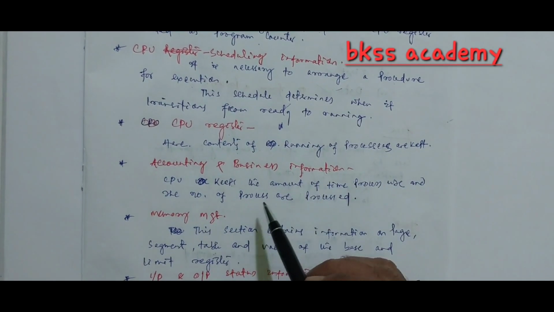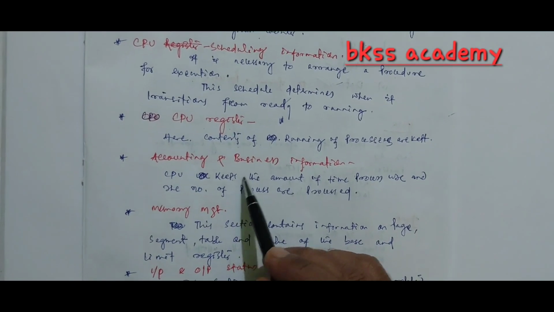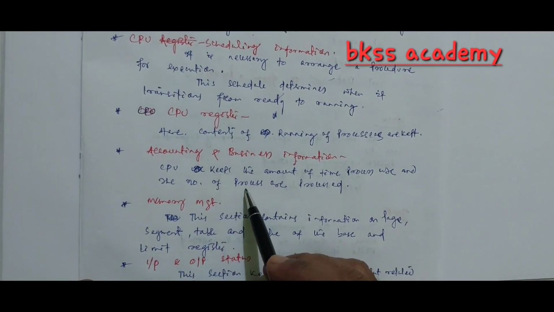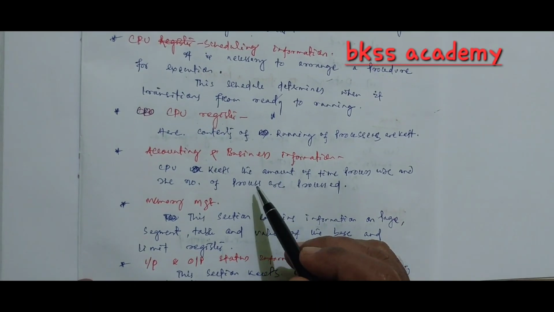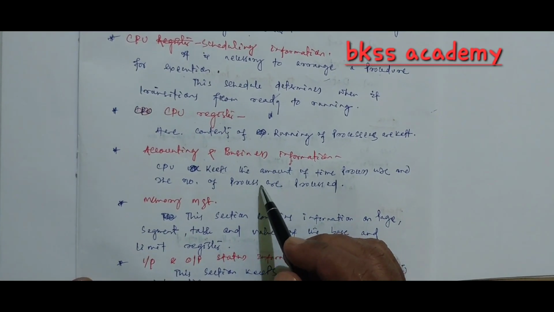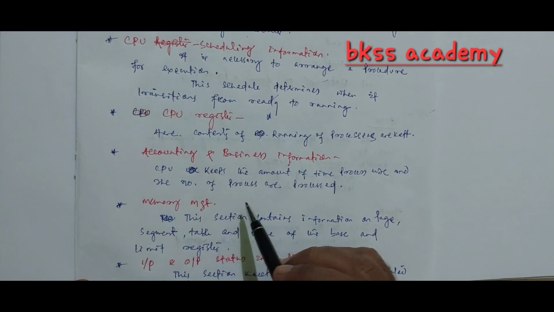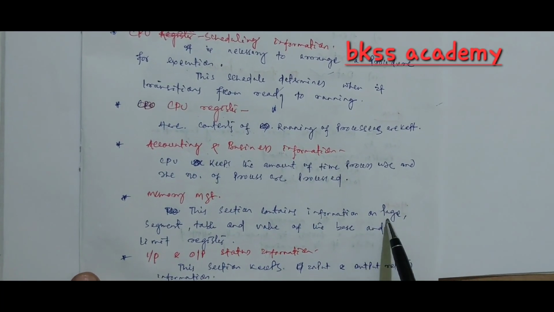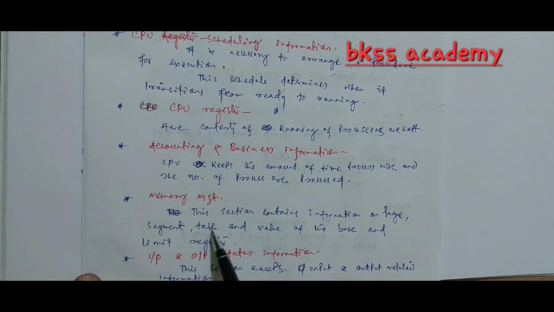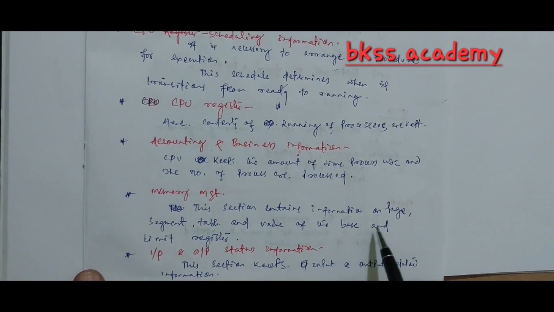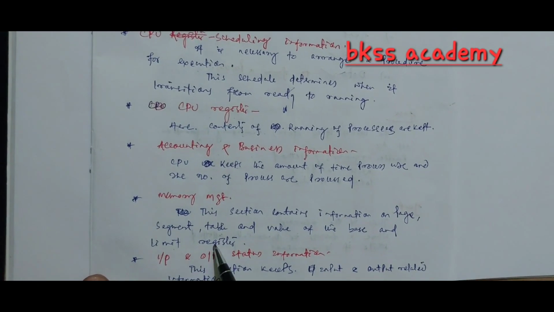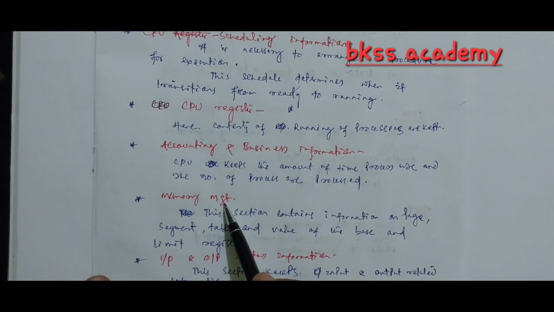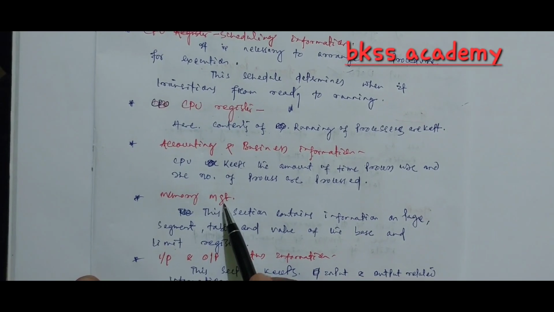The amount of time used by the process will be kept here, along with the number of processes processed. How many processes are processed will be kept in the form of accounting information. Memory management: this section contains information on page tables, segment tables, and the values of the base and limit registers. This information will be kept by the memory management part of the process.